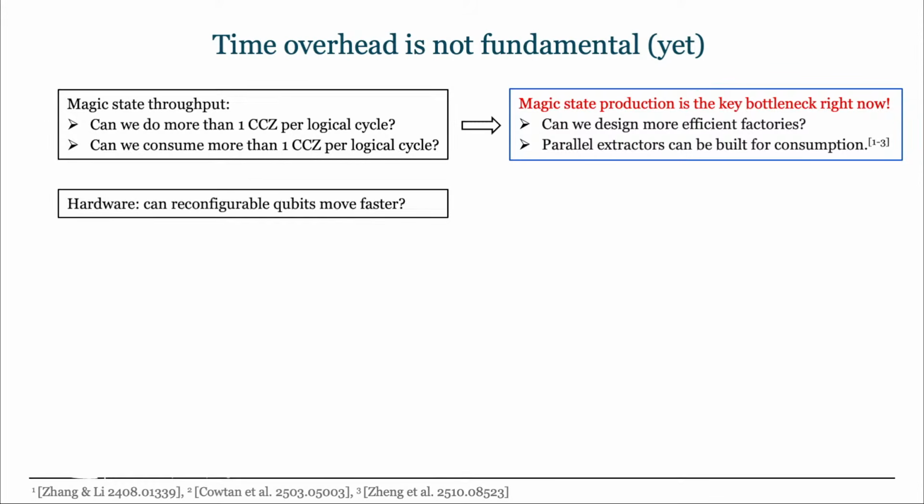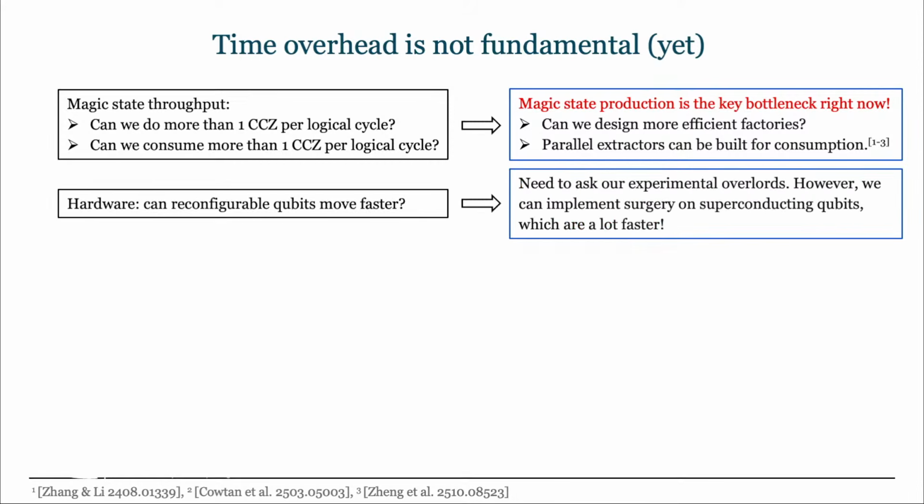Onto hardware, can reconfigurable qubits move faster? I'm not an experimentalist. We need to ask the experimental overlords. But we can implement surgery on superconducting qubits. All of the extractor architectures that I've discussed, we can implement them on superconducting qubits, which is a lot faster, but there are challenges associated with that, which I'll discuss in just a bit.